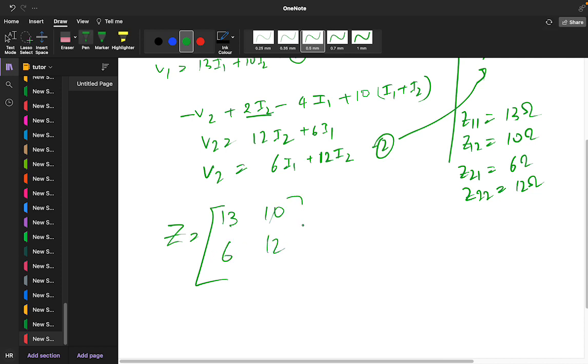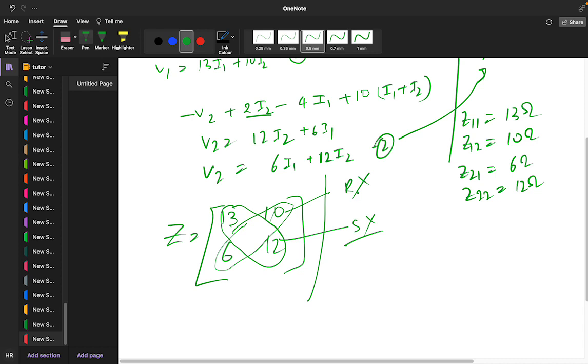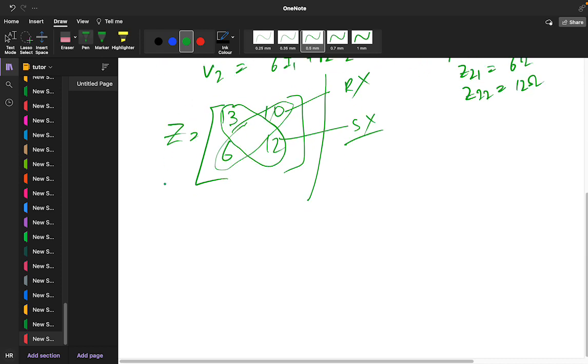If anyone asks whether this network is reciprocal or symmetrical, what will you comment? It is neither reciprocal nor symmetrical, because the values for reciprocity are not matching, so it's not reciprocal, and the values for symmetry are also not matching, so this network is neither reciprocal nor symmetrical. Okay, now you know the value of Z, that is 13, 6, 10, 12.